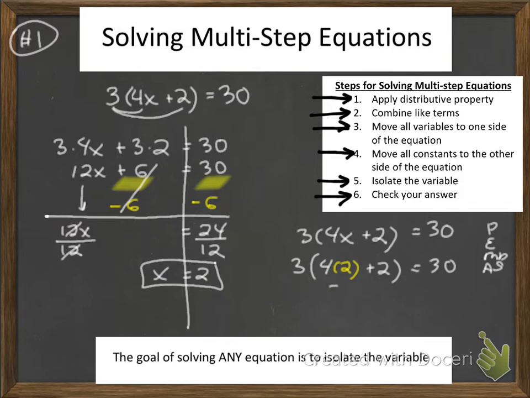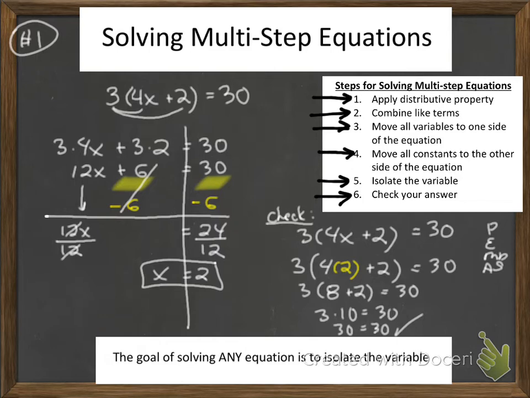So 4 times 2 is 8. We also have to multiply before we add. Okay, so we have 3 parentheses, 8 plus 2, close parentheses, equals 30. Of course, 8 plus 2 is 10. And lo and behold, we have 30 is equal to 30. And so that checks out, and we have verified that 2 is in fact the correct solution to this equation.